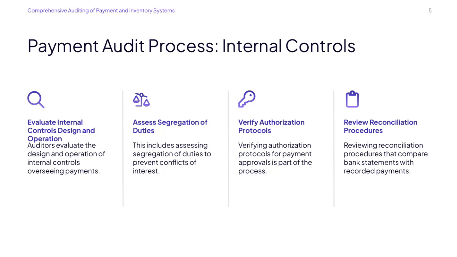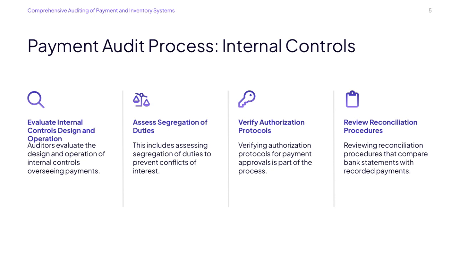When conducting a payment audit, one of the first steps is to evaluate the design and operation of internal controls related to payments. This means looking closely at how these controls are set up and whether they are functioning effectively to prevent errors or fraud. Next, we assess the segregation of duties. This is crucial because it helps prevent conflicts of interest by ensuring that no single individual has control over multiple stages of a payment process.